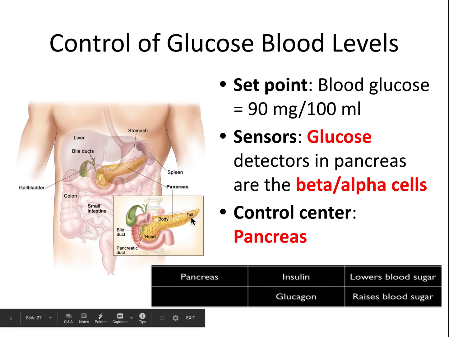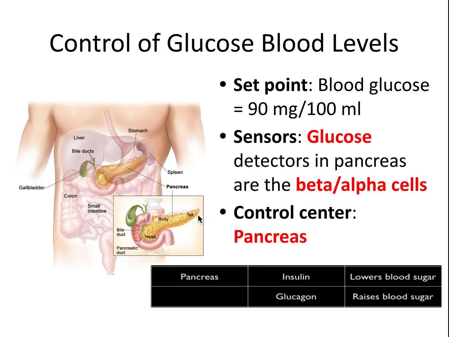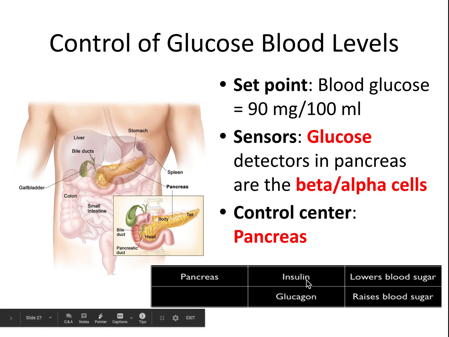So this is where our pancreas is. Remember, we talked about this in our digestive system. It's near the stomach, and it releases a lot of enzymes for digestion. Well, it's also really important in controlling your sugar levels. Insulin, which comes from beta cells, helps lower your blood sugar when it's secreted. When the alpha cells release glucagon, this is going to help raise your blood sugar if it's too low.